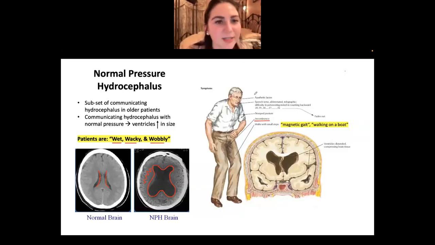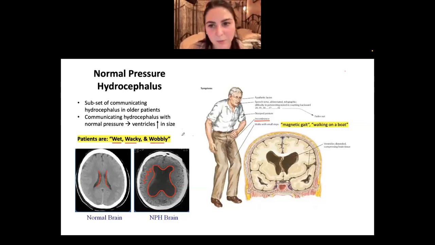Yes, good question. These symptoms, wet, wacky, and wobbly, are going to be a result of the neurodegeneration and the hydrocephalus together. And I didn't go into it too much, like, why are they incontinent? Why are they wacky, wobbly, whatever? Because it's more so going to be affected by this type of neurodegeneration that you see.